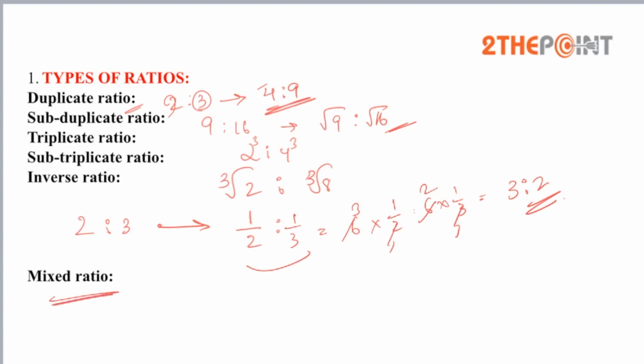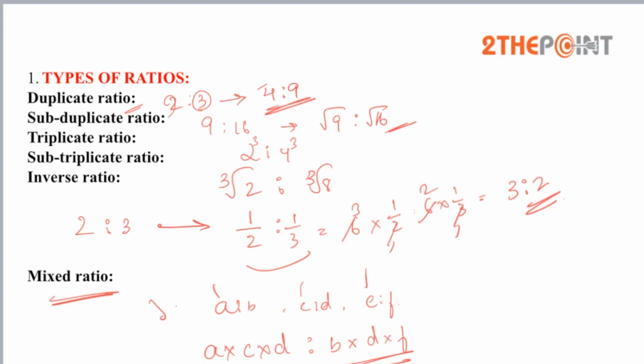Similarly, mixed ratio. What is a mixed ratio? Merging n number of ratios into one ratio, that is, multiplying all the antecedents one time and multiplying all the consequents another time, is called a mixed ratio. For example, you have A:B, C:D, E:F. Here you just multiply all the antecedents, that is A, C and E, so A into C into E is to B into D into F. These are all the consequents. So this is called a mixed ratio.